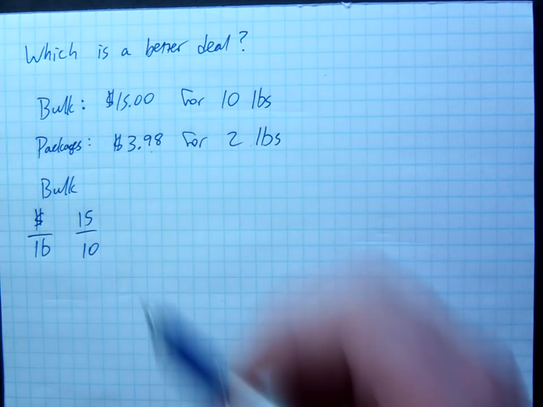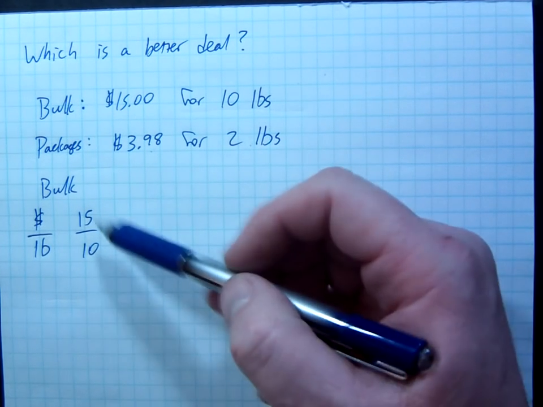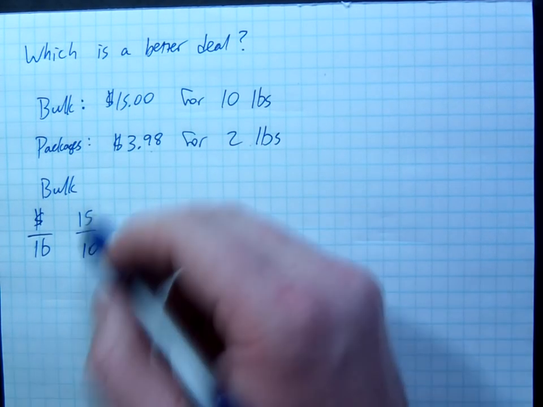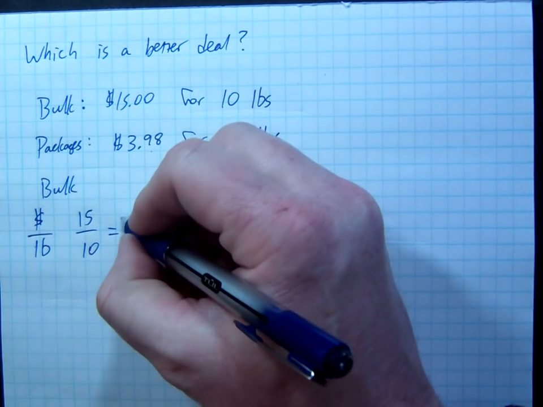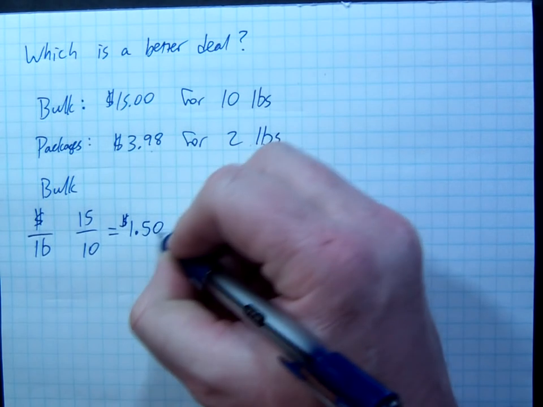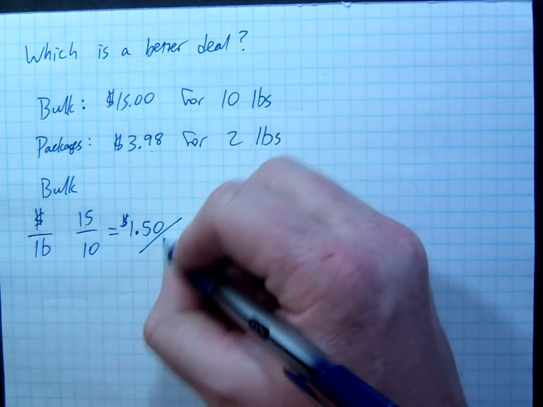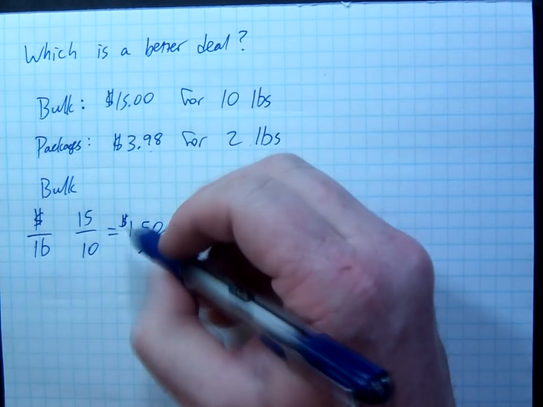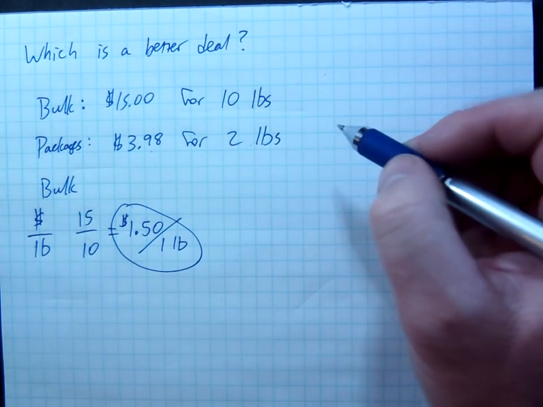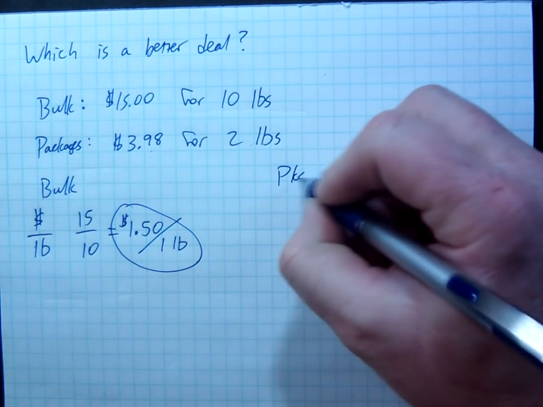Now remember, when we find a unit rate, all I have to do is divide the numerator by the denominator. 15 over 10 is 1.5. So that's $1.50 for every 1 pound, or $1.50 per pound. That's my bulk price. Then I'll look at my packages.